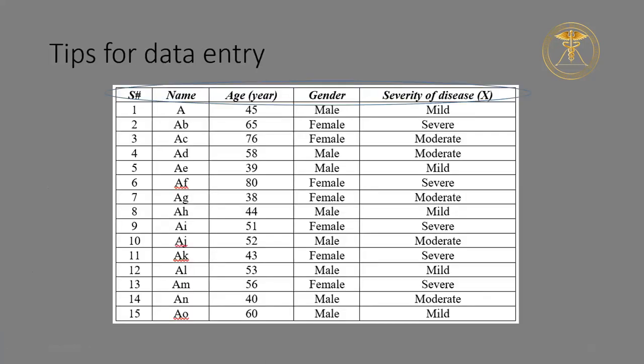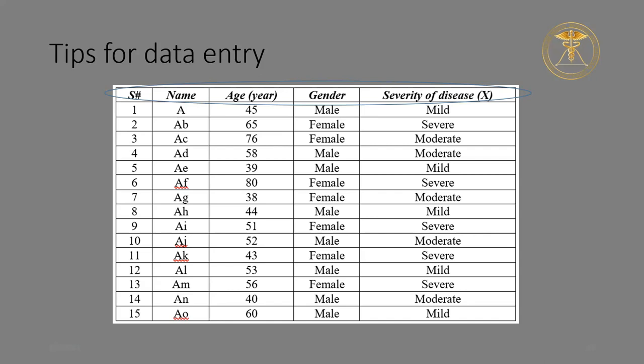Here is some tip. For example, you want to enter this data. Look, this is serial number 1, 2, 3, 4, 5, 6. You can give it a name, S number, and in data entry you can write 1 to 15. Name is where I have entered dummy data just for basic understanding. Name is where you can put the name of patients.